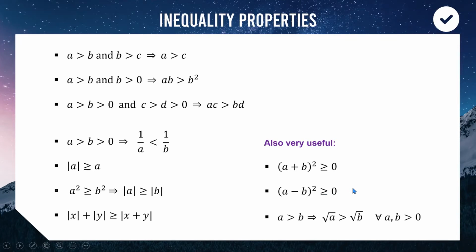And last useful fact is that if A is greater than B and A and B are both greater than 0, it means that the square root of A is greater than the square root of B. What this means is if we have an inequality where both sides are positive, we can take the square root of both sides and the inequality sign doesn't turn around. That's very useful. All right, let's dive into some examples of how we use inequality proofs.